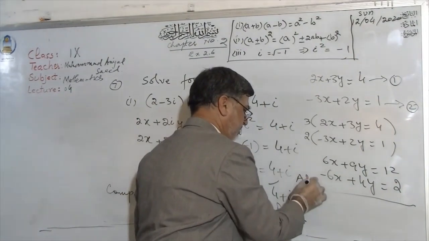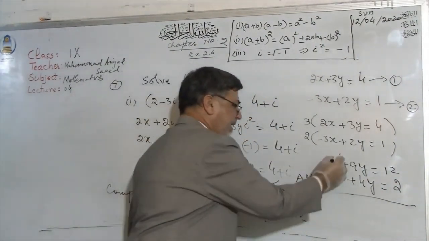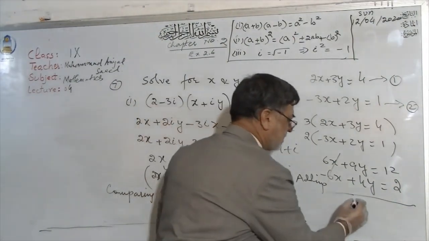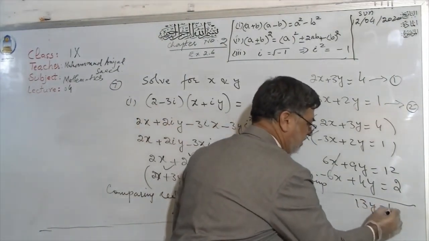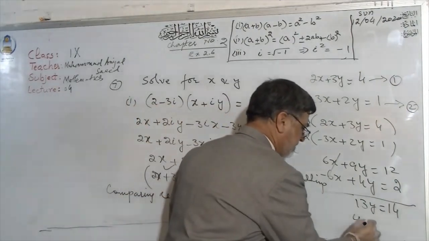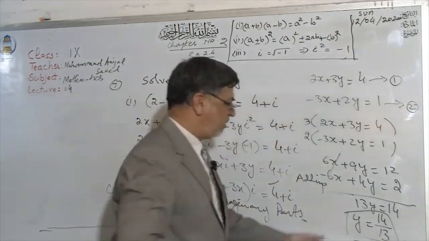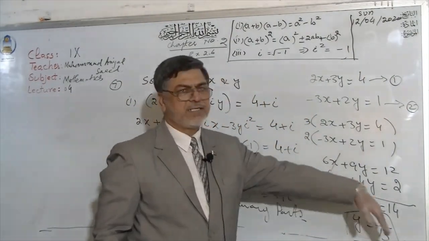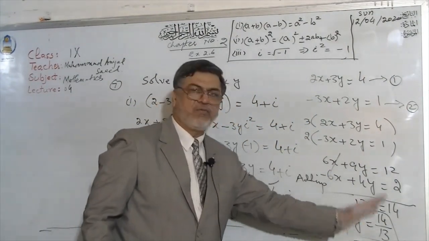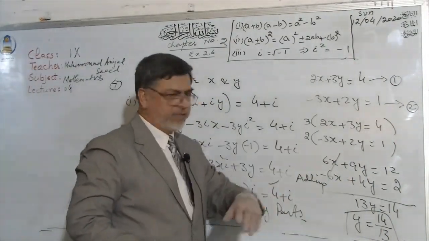Adding. Because we have already plus and minus sign, they are cancelled out. Here is 13y is equal to 14. This 13 is multiplied, on the other side it will be divided, and y is equal to 14 over 13. We got this value of y as 14 over 13.